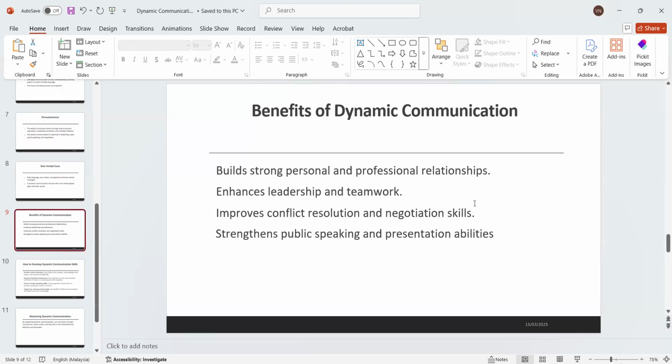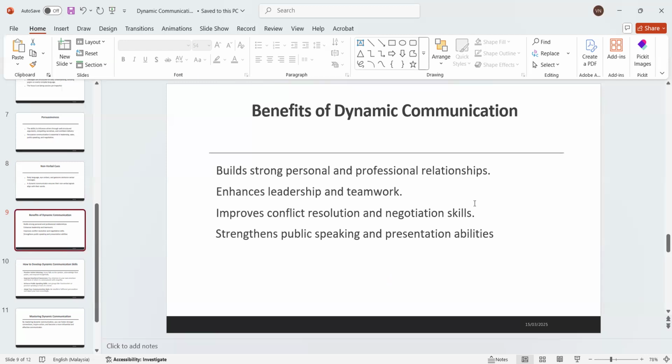Therefore, when you can communicate with those who you are leading, you will be able to get the best out of them. They will know what you're saying. You also know what they are saying, and you can create very good teamwork with people. It improves conflict resolution and negotiation skills.